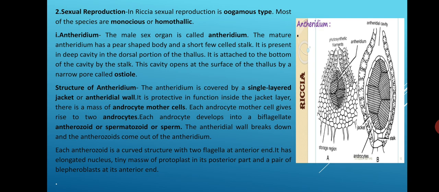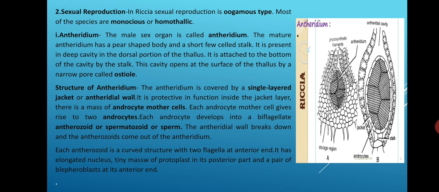The thallus bears two kinds of sex organs. One is the male sex organ, the antheridium, and the female sex organ is the archegonium. Both the sex organs are developed on the same thallus. Such a condition is known as monoecious. In some plants, the sex organs are separated on different thalli. The condition is known as dioecious.